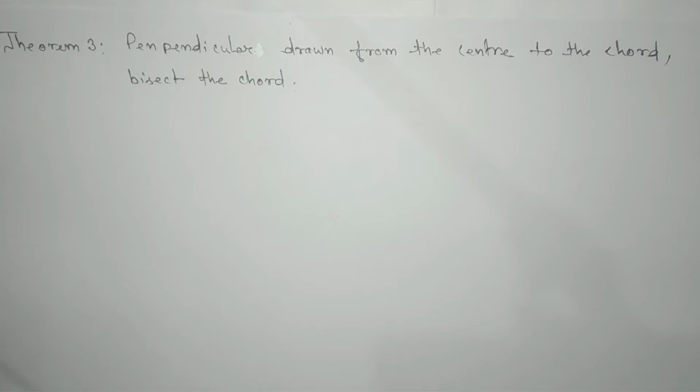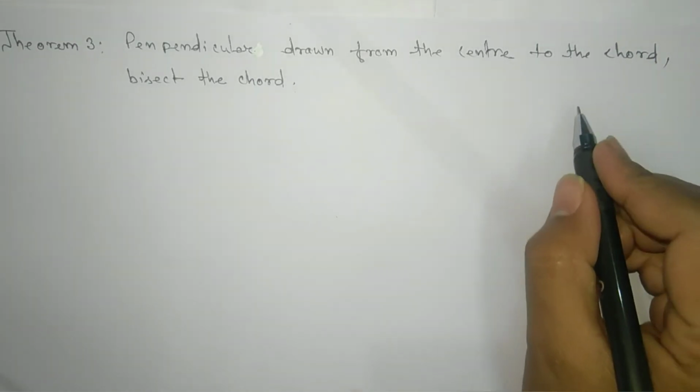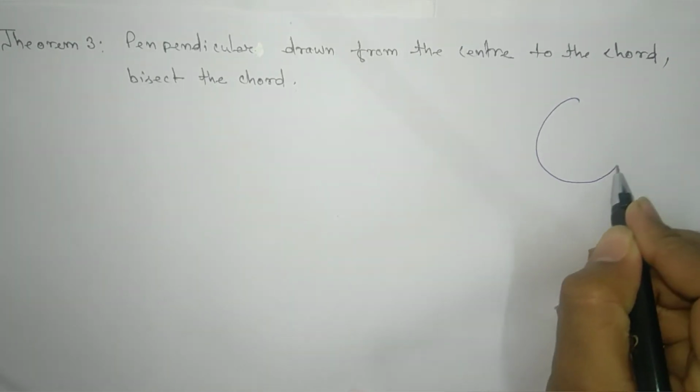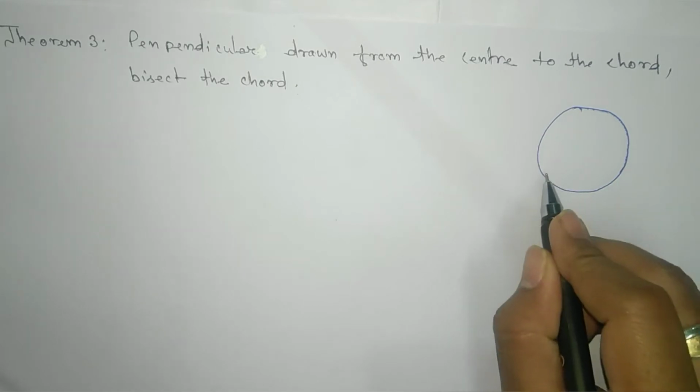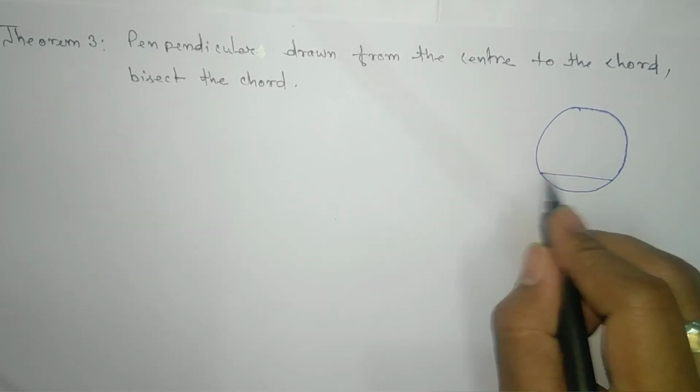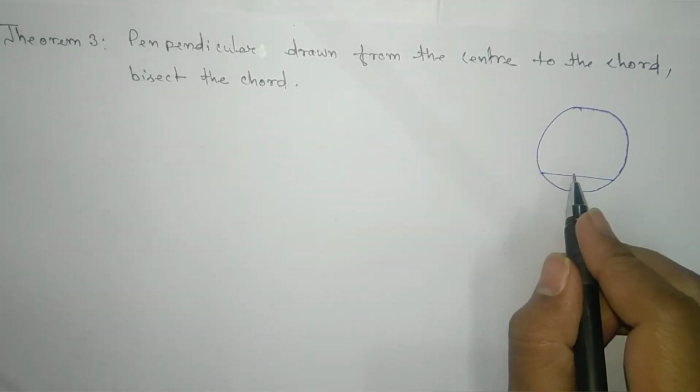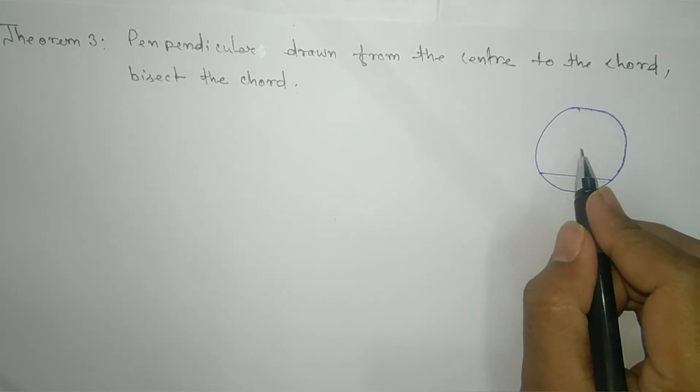Here we have the third theorem: a perpendicular drawn from the center to the chord bisects the chord. So what does it mean? Here we have a diagram, a circle, and there is a chord. We can take it anywhere, but for our convenience we'll take it here, and there's a center.